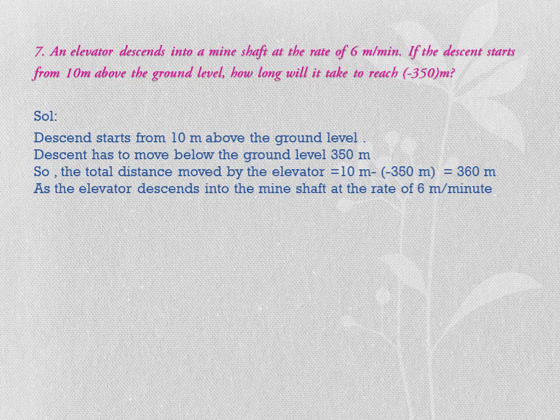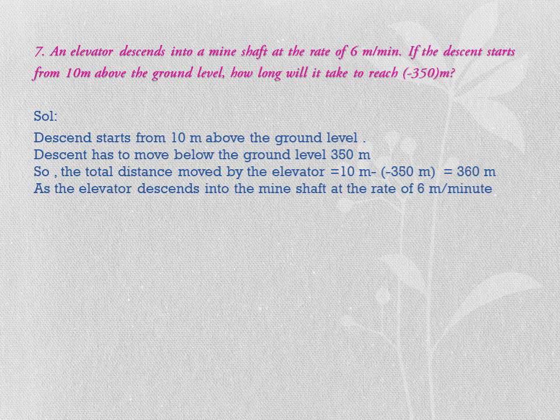Descent has to move below the ground level by 350 meter. Therefore, below 0, 350 meter, it has to descend. Above 0, 10 meter, below 0, 350 meter. Easily we can find out the distance between these two levels. That is 10 plus 350, that is 360 meter it has to descend. All of you understood? Because the first position was positive 10 and the final position has to be negative 350. Therefore, the distance between these two is 10 plus 350, which is equal to 360 meter.